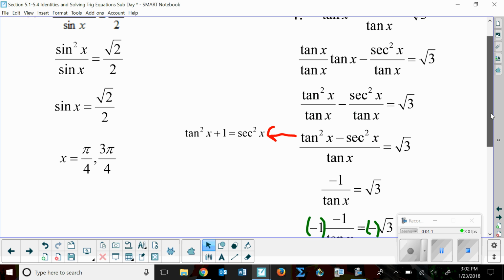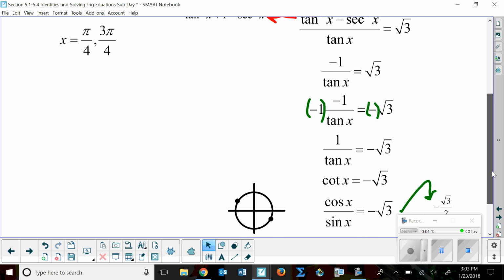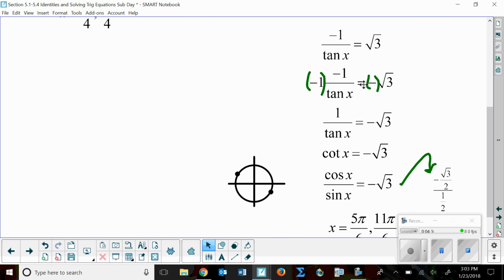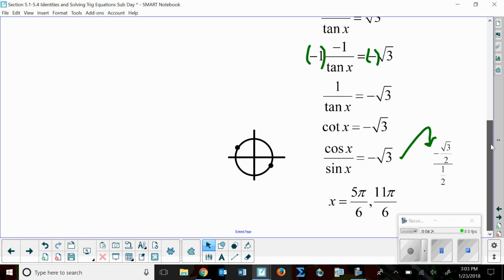And there's different ways to solve it from here, and here's just the way that I went about it. I multiplied both sides by -1. I then get 1 over tangent x equals -square root of 3 over 2. 1 over tangent x is cotangent x. And cotangent x is cosine x over sine x. And I knew that -square root of 3 was -square root of 3 over 2 over 1/2. That got reduced. So I'm looking for where's my x coordinate, -square root of 3 over 2, and my y coordinate, the 1/2. And I knew that happens in quadrant 2 and 4 at 5 pi over 6 and 11 pi over 6.